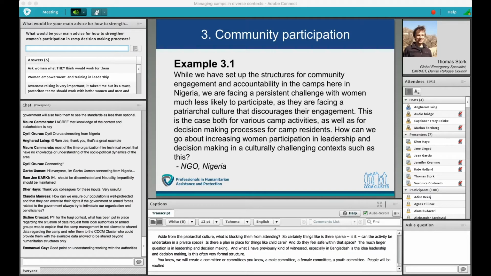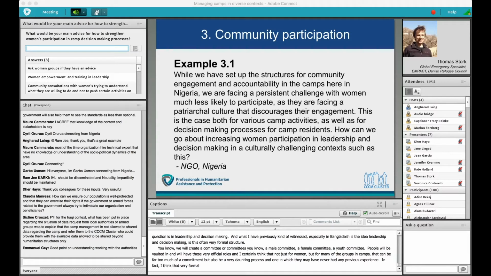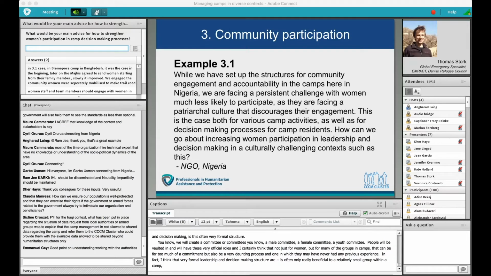And I certainly think that not just for women, but for many other groups in camps, that can be far too much of a commitment, but also a very daunting process, and one in which they may have never had any previous experience. And so I think that very formal leadership and decision-making structure is often only really beneficial to a relatively small group within a camp, which is the traditional leaders, the more confident, those that are used to having some form of leadership.